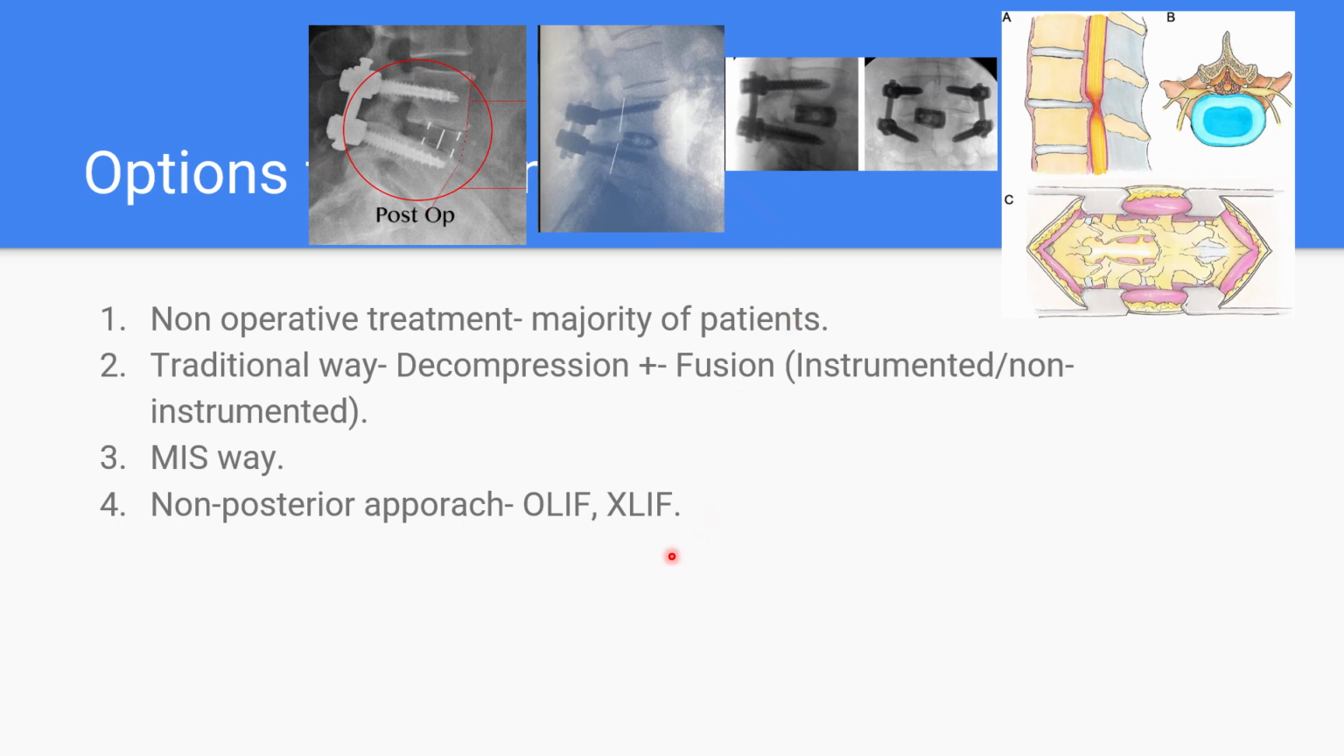Now there is a minimally invasive way, known as the MIS way, in which the cage is put by a small incision, and the dural sac is decompressed, and the screws are put by percutaneous way. Lastly, the non-posterior approach. These are the lateral approaches, by which an oblique lumbar interbody fusion or an extreme lateral interbody fusion can be done, and the screws can be put from the posterior percutaneous way.